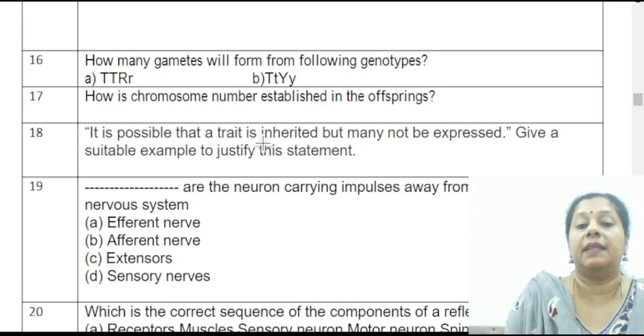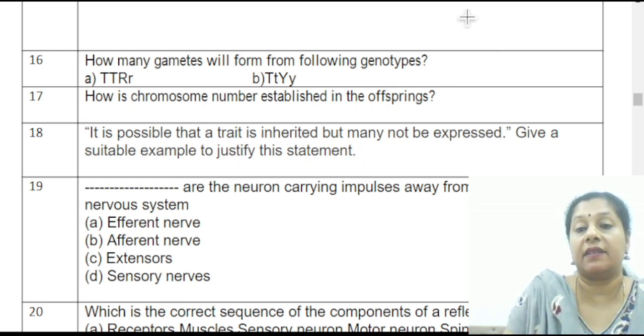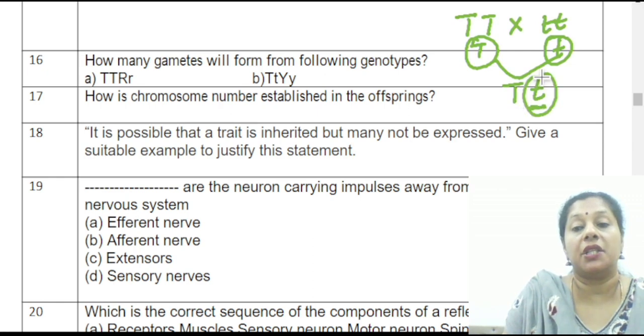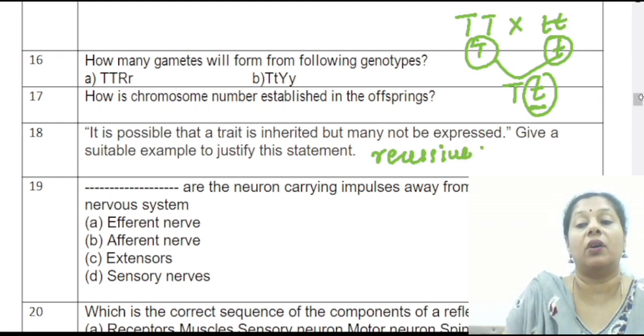It is possible that a trait is inherited but may not be expressed. Give a suitable example to justify the statement, especially in case of recessive character. Suppose if you cross a tall plant homozygous or pure tall plant with a pure dwarf plant, we know that in the F1 generation the alleles are capital T and small t. F1 generation plants inherit small t allele, but it is not expressed, but only tallness will be expressed. So in the case of recessive condition, it may be receiving the allele but not expressed.